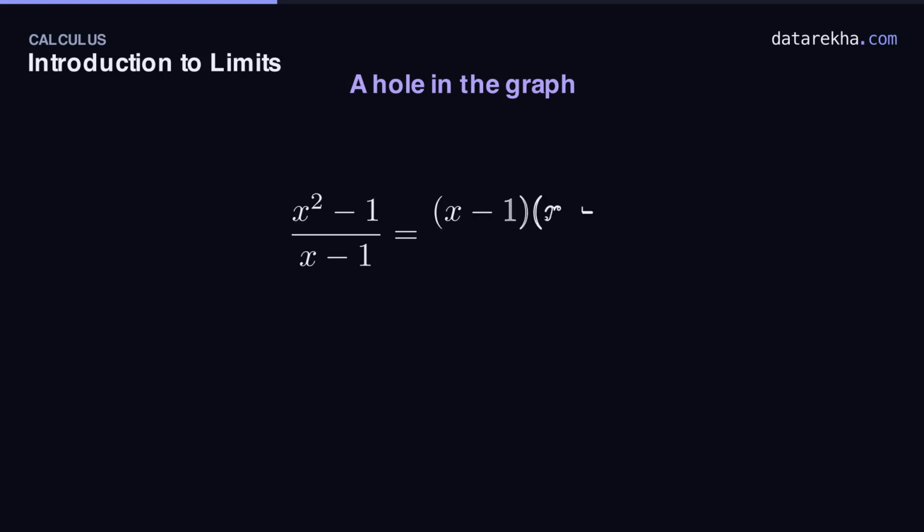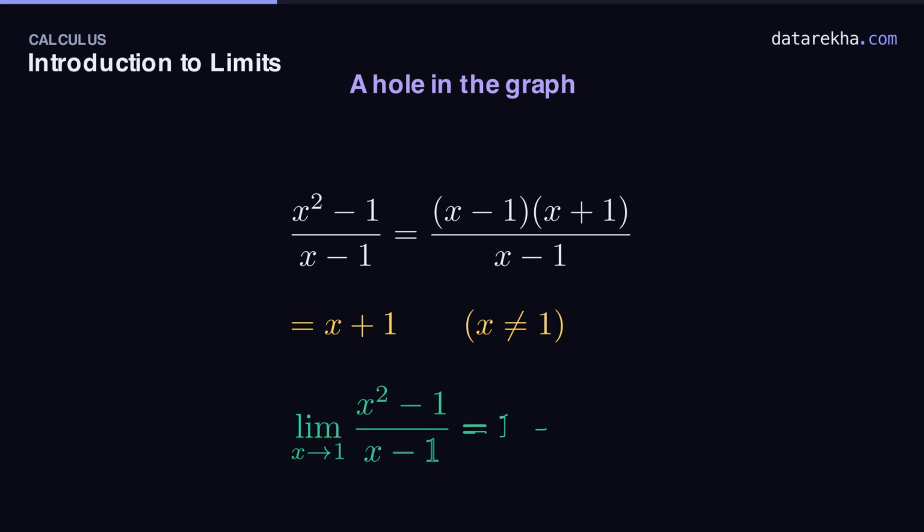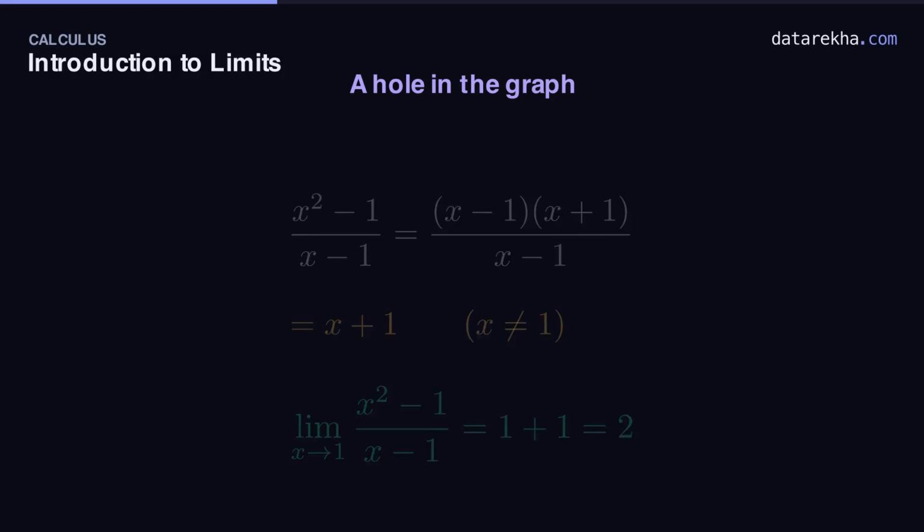The algebra confirms exactly what the eye saw. Factor the top. x squared minus 1 is x minus 1 times x plus 1. Since x is near 1 but never equal to 1, that x minus 1 on top and bottom is non-zero, so we cancel it. What's left is simply x plus 1, and x plus 1 at x equals 1 is 2. There's our limit, 2, matching the hole precisely. Cancelling didn't cheat. It revealed the value the function was aiming for all along.